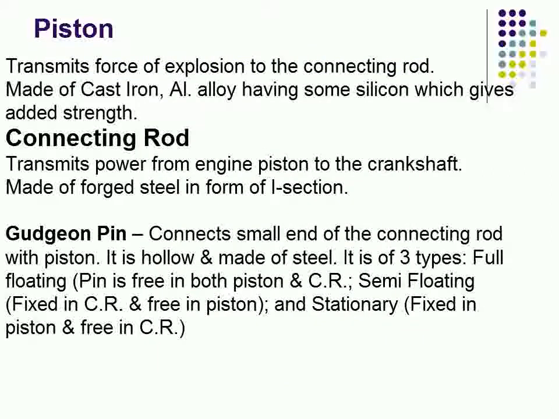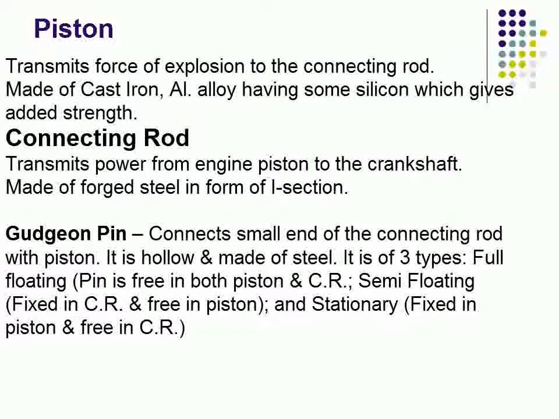The next component of an engine is piston. This component transmits force of explosion to the connecting rod. It is made of cast iron, aluminium alloy having some silicone which gives added strength. Next component is connecting rod. It transmits power from engine piston to the crankshaft. It is made of forged steel in form of I section.